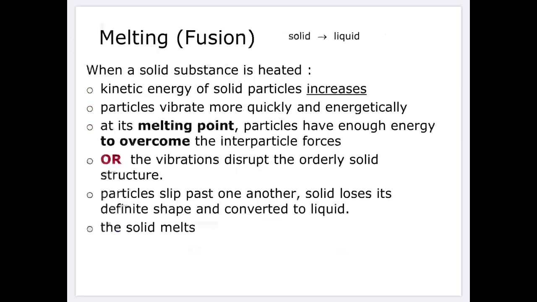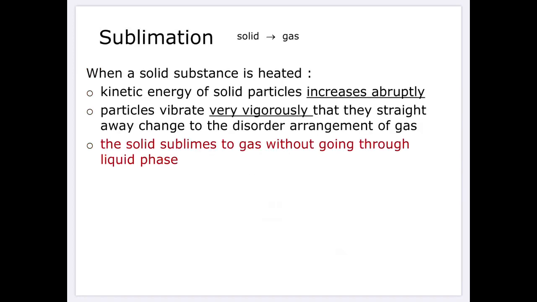At its melting point, the particles have enough energy to overcome the interparticle forces, or the vibrations disrupt the orderly solid structure. Then, the particles slip past one another, lose their definite shape, and are converted to liquid. The solid melts. The third one is sublimation, the process where solid is changed to gas.